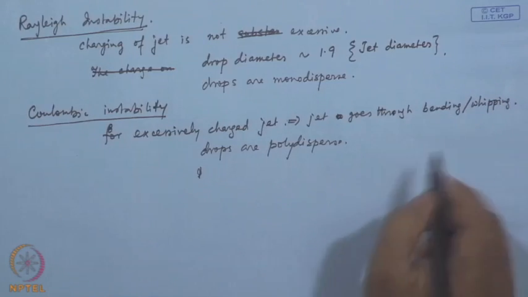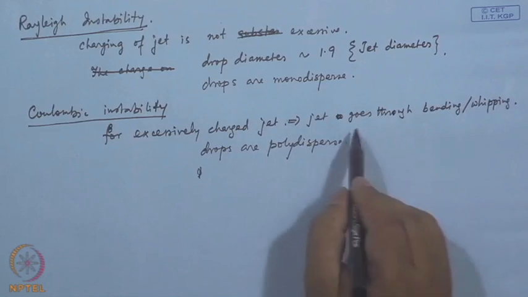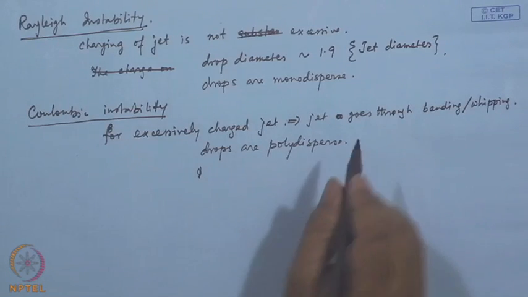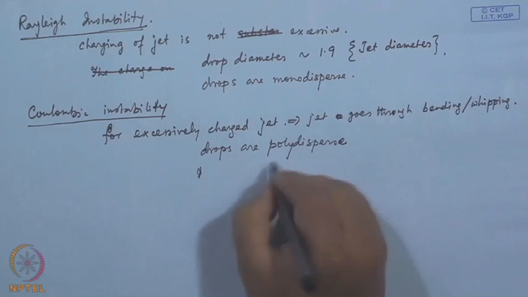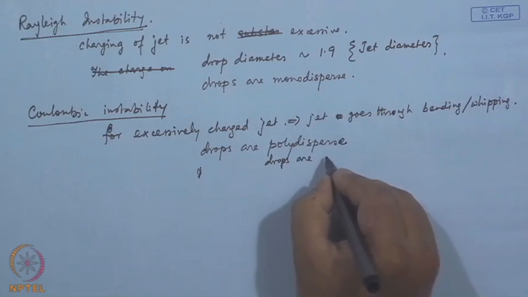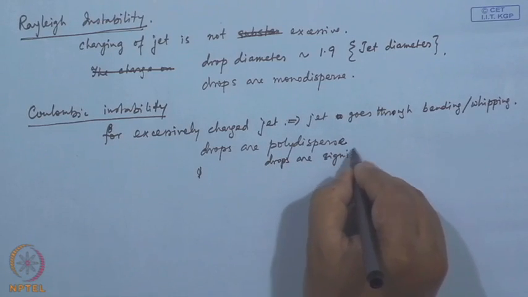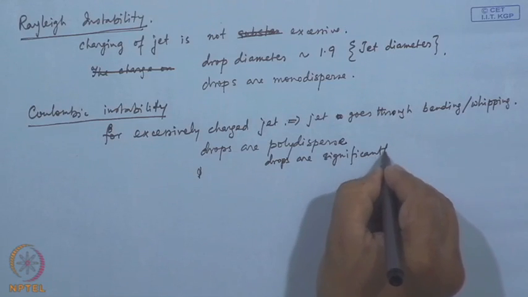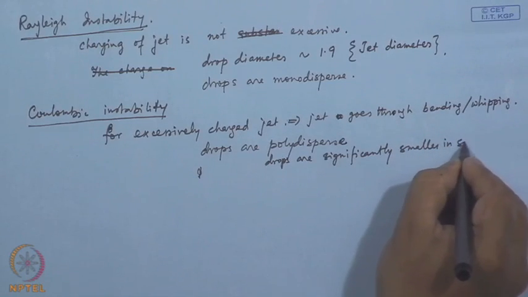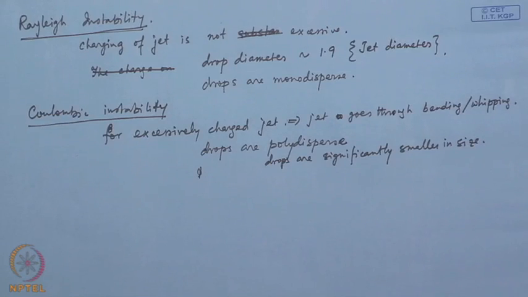Jet goes through these processes and the drops are polydisperse. However, here the drops are significantly smaller in size. Another thing you must appreciate here is the evaporation within the drop.